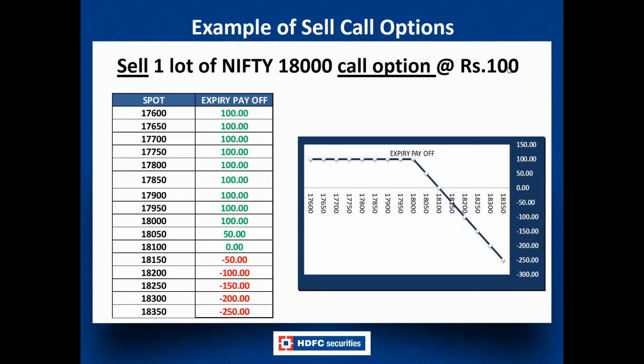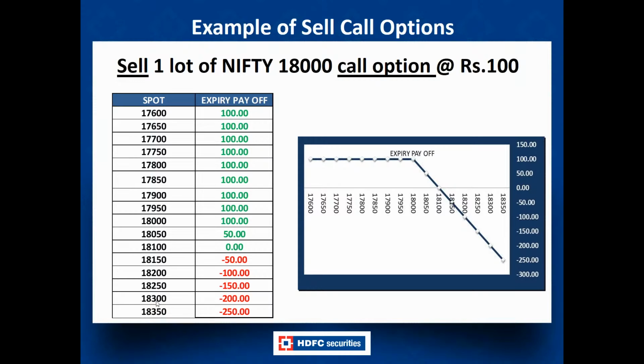So that is how the margin requirement works, and the maximum profit you will be getting is 100 rupees per share into 50 shares. If you are selling one lot, that means 5,000 rupees is the only maximum profit you will be making if Nifty expires on or below the 18,000 level. But if Nifty starts moving above the 18,000 level, then the loss is unlimited.